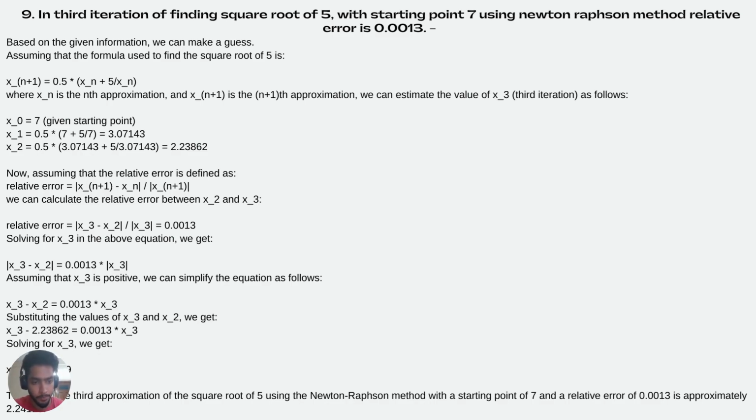And in the end, the third approximation of the square root of 5 using the Newton-Raphson method with a starting value of 7 and a relative error of 0.0013 is approximately this. Okay, let's move on to the last question.